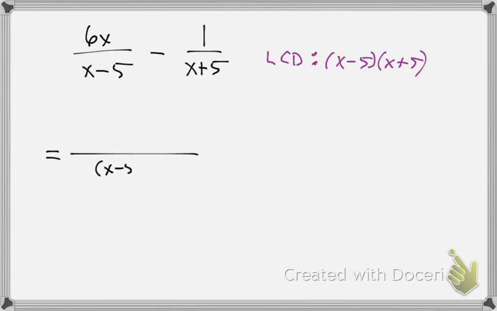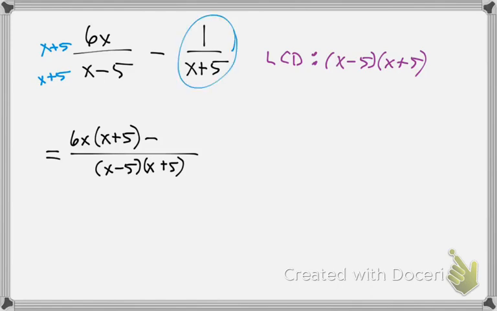So I'm going to write everything over the common denominator. X minus 5, x plus 5. What's the first fraction missing? X plus 5. So if I multiply in x plus 5 to the bottom, I got to multiply it into the top. So that's going to be 6x times x plus 5. Carry down the minus. What's your second fraction missing? It's missing x minus 5. If I multiply the bottom, I've got to multiply the top. So that's going to be 1 times x minus 5. Are you guys with me on that? Is that part okay?